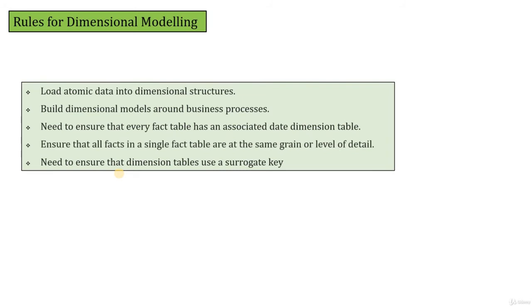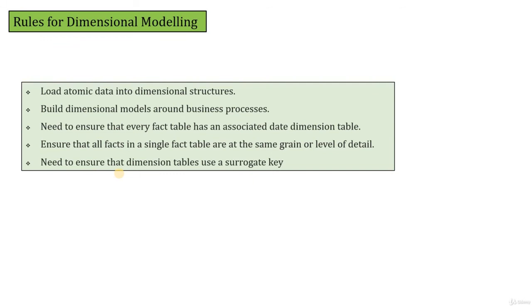Need to ensure that all the facts in a single fact table are at the same grain or level of detail. When all the data is stored in a fact table, make sure that each fact is stored at all the dimension levels. For example, if I have a dimension table which has information about state, county, zip code and city, I need to have facts at all the four geographic levels.